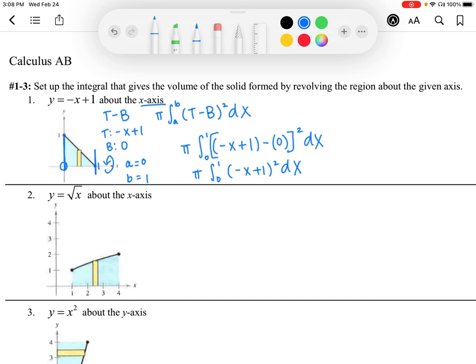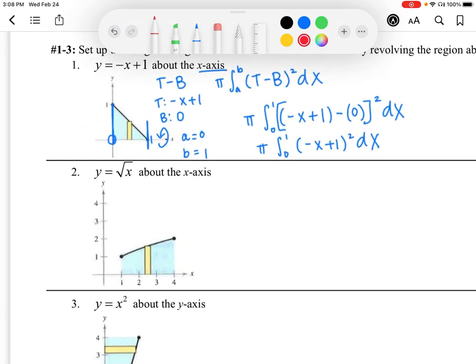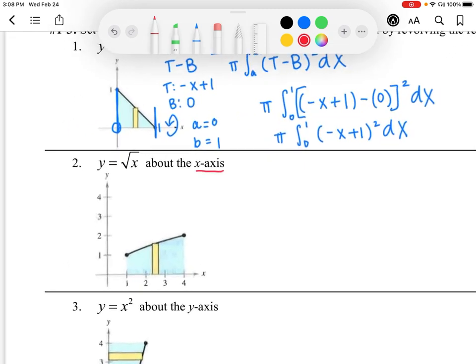All right, let's look at number 2 here. Let's do this one in red. So once again, we're going about the x-axis. So that's going to be another top minus bottom. So my top is that square root of x. My bottom is once again 0 because it's right on the axis. And my a, we're starting at 1, and my b, we're going to 4. That's the section that we have blocked off right there.